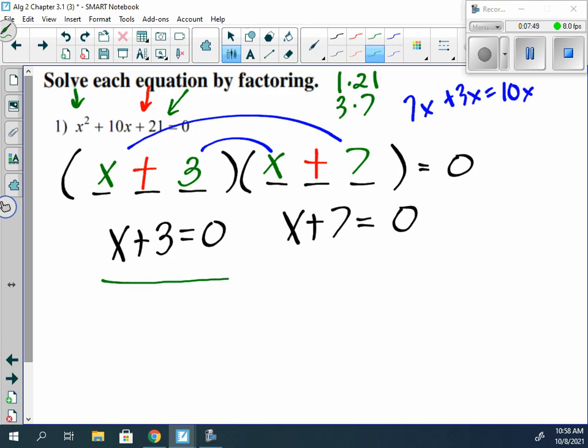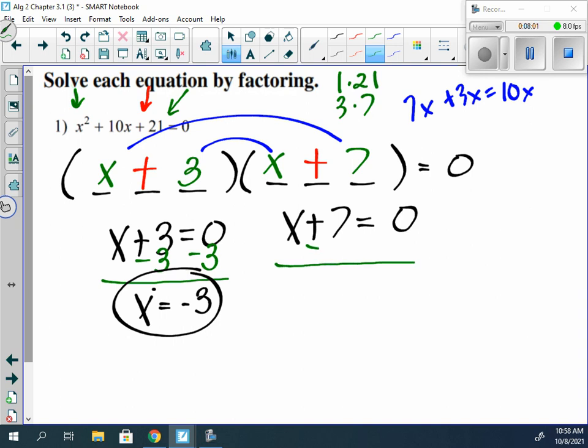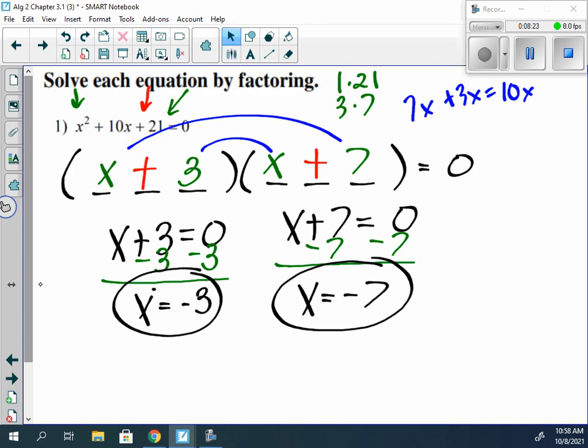For the x plus 3 to solve, we would subtract 3 from both sides, telling me x is equal to -3. Or here we can subtract 7 from both sides, so x is equal to -7. And that's it. That's all we have to do for this here. Any questions on this here? Are we ready to look at another one? Yes?